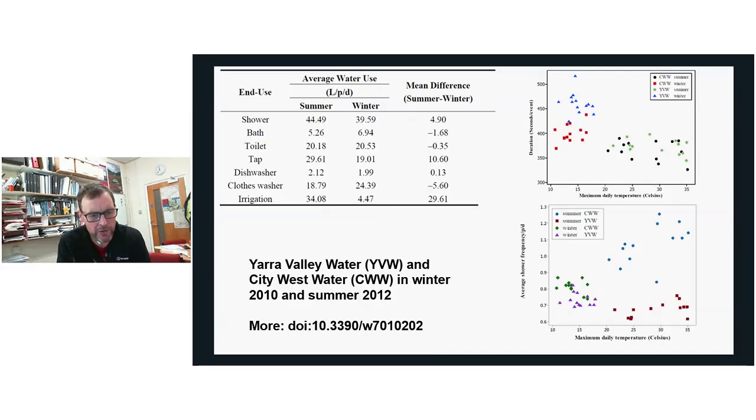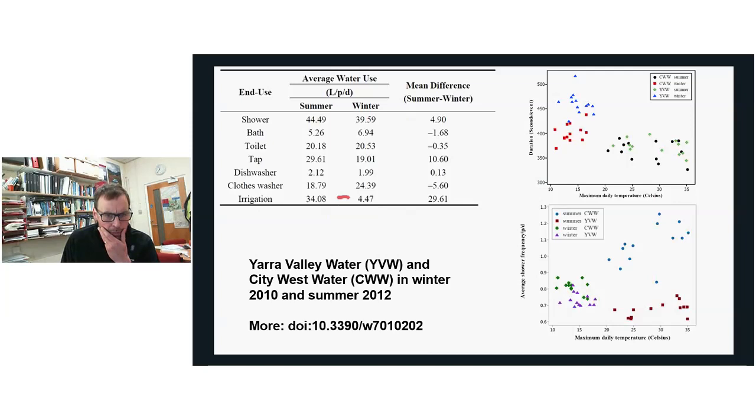Now, these graphs look at the water usage in two different supply districts in, I think, Melbourne in Australia. And what you see here is this compares summer and winter uses for baths, toilets, tap use, dishwashers, clothes washing and irrigation. So you can see the substantial differences between the two seasons, particularly for irrigation.